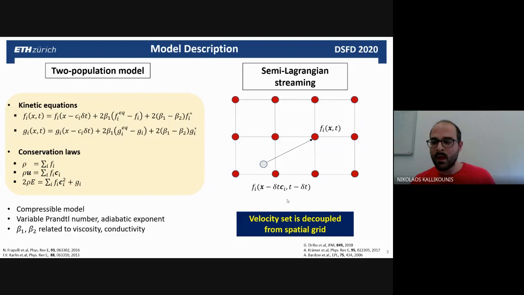To perform the streaming step, we use the semi-Lagrangian streaming, in which we follow the advected node back to its departure point, and the population is given by interpolation of the neighboring nodes. In contrast to the conventional lattice Boltzmann, where the spatial lattice is connected to the velocity set, the semi-Lagrangian scheme decouples the velocity space from the spatial grid. And this provides flexibility, which we exploit to deploy different velocity sets throughout the domain.